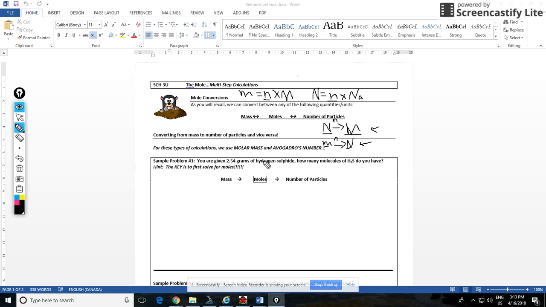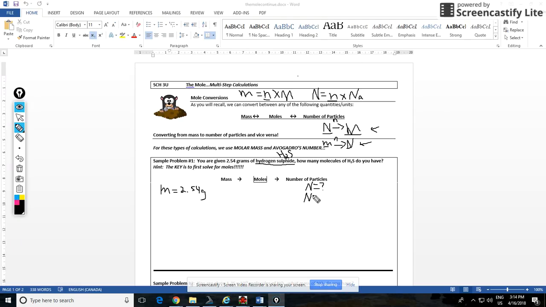You're given 2.54 grams of hydrogen sulfide, so H2S. It's important that you remember how to make formulas for compounds because you need to know what the compound looks like in order to get its molar mass. So you're given 2.54 grams of hydrogen sulfide. Put your units down. You're asked how many molecules of H2S are there in that mass. So you're asked for the number of particles.